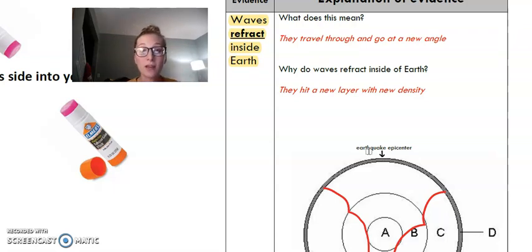So why do the waves refract inside of the Earth? It's because they hit that new layer with a new density, as I said before. That's really going to be the huge theme about all of these different pieces of data, that they hit this new layer with a different density.